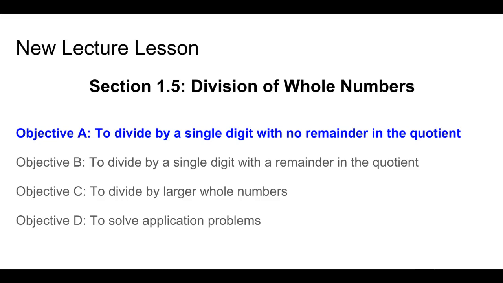By the time you do the entire section 1.5, you will A, be able to divide by a single digit with no remainder in the quotient, B, be able to divide by a single digit with a remainder in the quotient, C, be able to divide by larger whole numbers, and D, solve application problems using the division operation. However, this lecture is focused and narrowed to just objective A. So let's go ahead and get started with that.